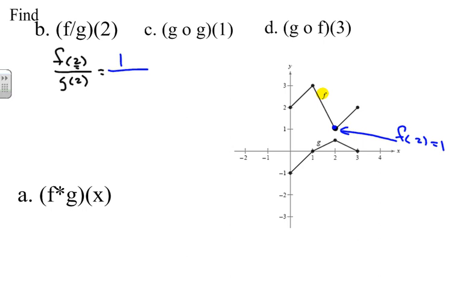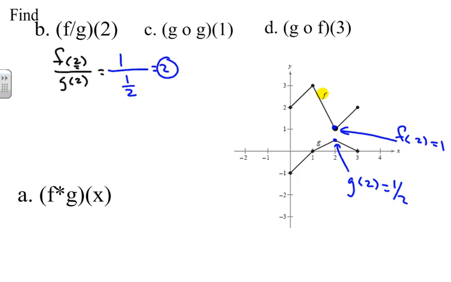Next value, I'm looking for g of 2. Well, g of 2 is right there. And g of 2 appears to be, probably like 1/2, if you had to estimate. All right, it's going to be 1/2. So now we have 1 over 1/2, which happens to be 2. So my value is 2.